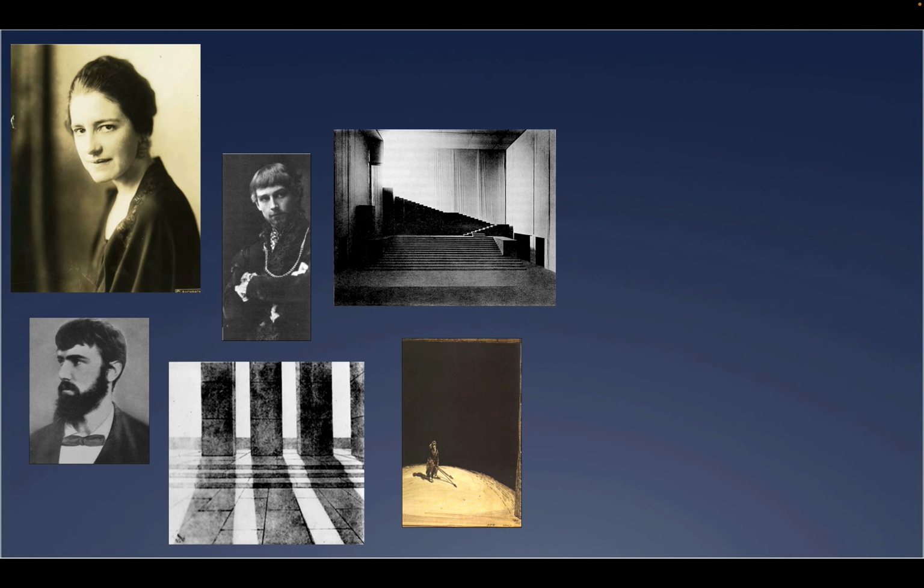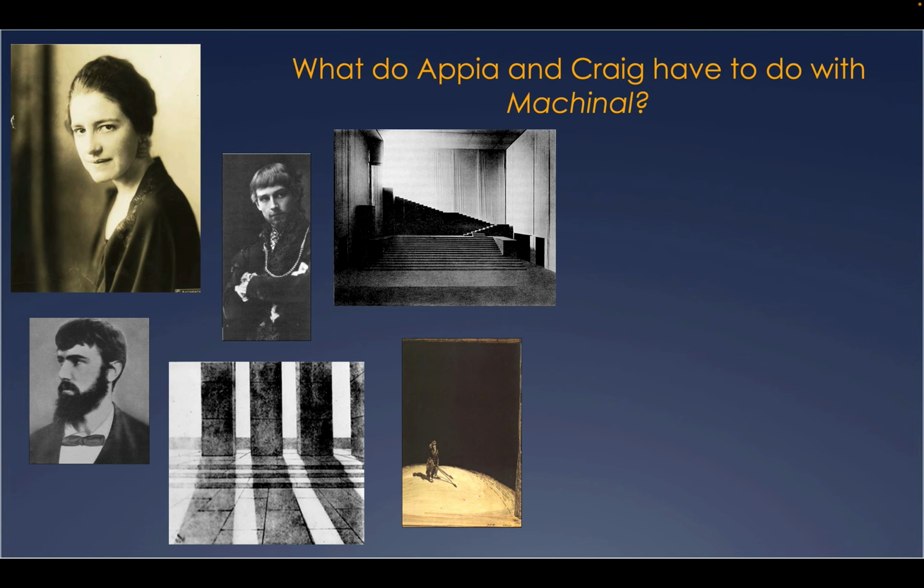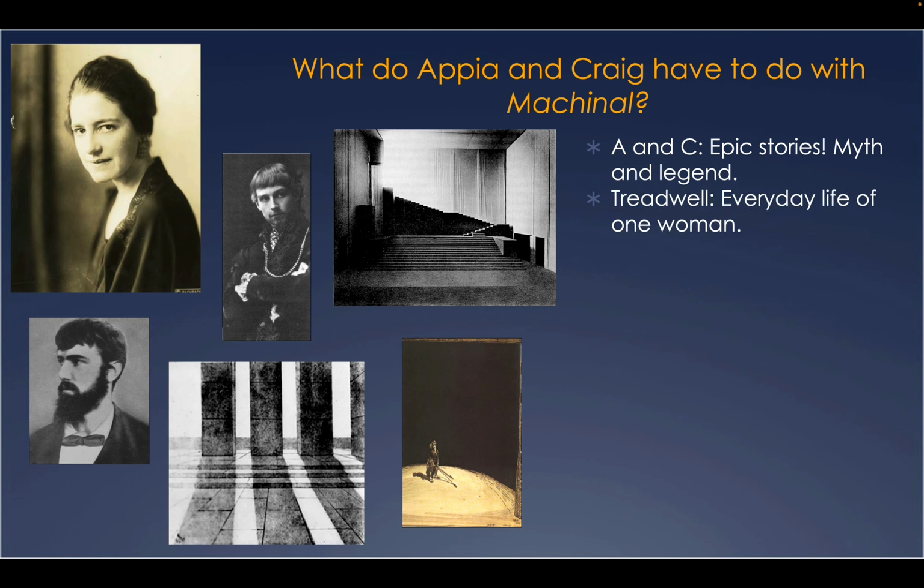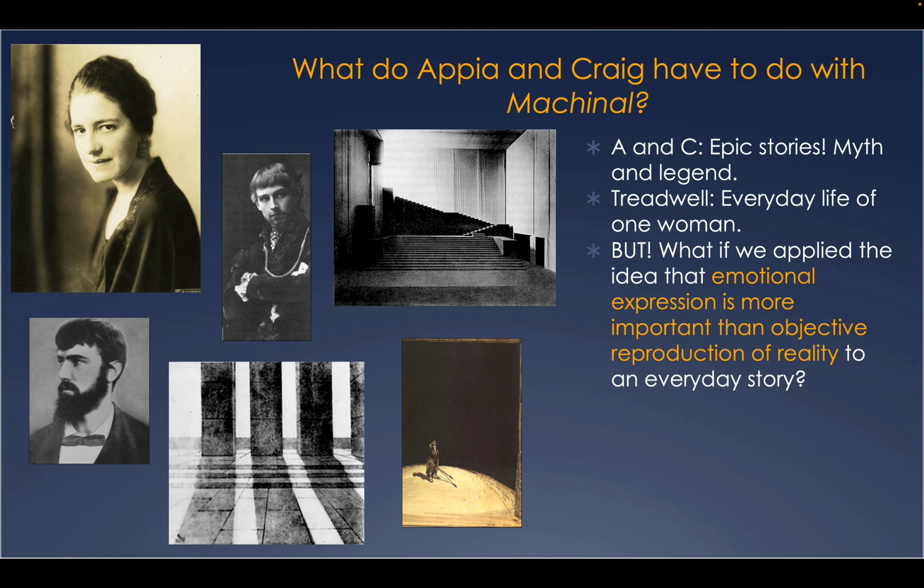So I put a little Sophie Treadwell in there for you and paired her up with Appia and Craig and some of their work, because what do Appia and Craig have to do with Machinal? Appia and Craig said, we need to tell epic stories about myth and legend. Treadwell said, with Machinal, I want to tell the everyday story of one woman. So what she's doing is drawn more from Ibsen than from Wagner, storytelling-wise. But they both agree that we should apply the idea that emotional expression is more important than objective reality. And her question is, what if we took that idea and applied it to an everyday story? What if we departed from realism, but still tried to tell an everyday story?